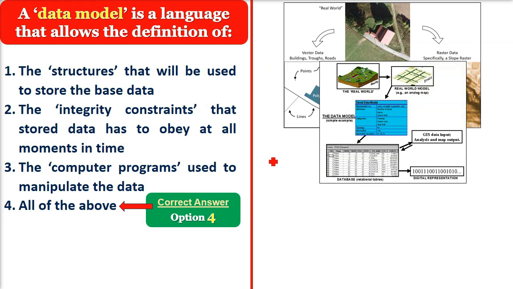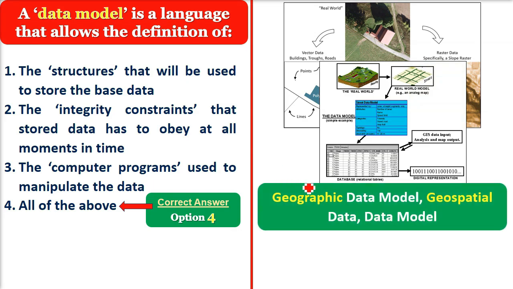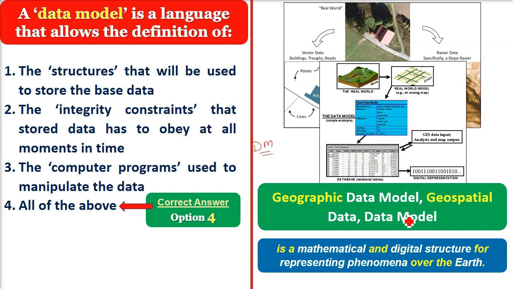So the second thing that comes here is that the data model is not just a data model. People call it a geographic data model. It can also be called geospatial data model, or simply what we are talking about, the question also says data model. So all these are names for the data model only. So a geographic data model, geospatial data model, or simply data model in the context of geographic information system is a mathematical and digital structure for representing phenomena over the earth.